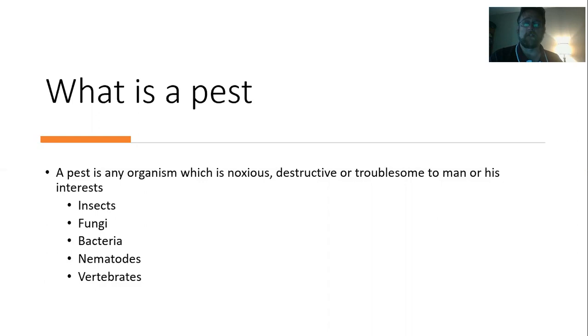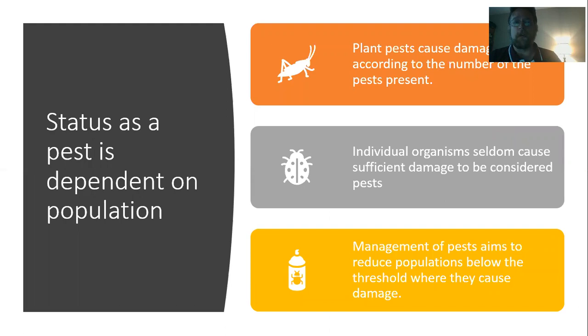One thing that's very critical when we talk about pests is that very often the status of an organism as being a pest is dependent on the population of that organism in the environment. So very often the pests will cause damage based on the number of them that are present in our landscape. Very rarely is it that one individual organism is going to be a serious problem. They just don't do enough damage to cause the kind of harm that we would consider worth managing. So the idea in managing pests is to reduce that population down below a threshold where they cause damage.